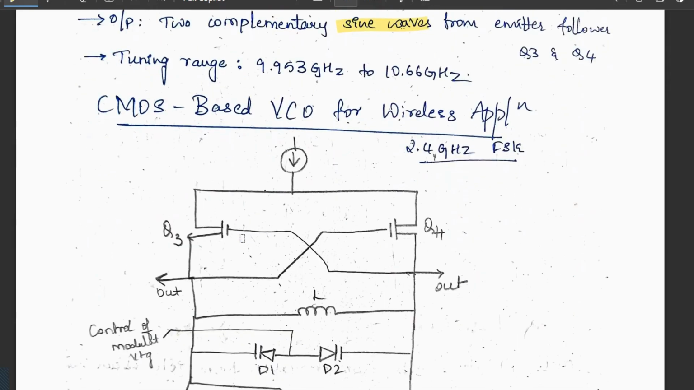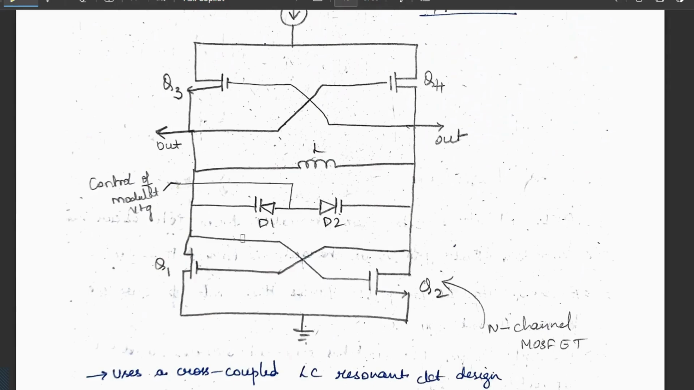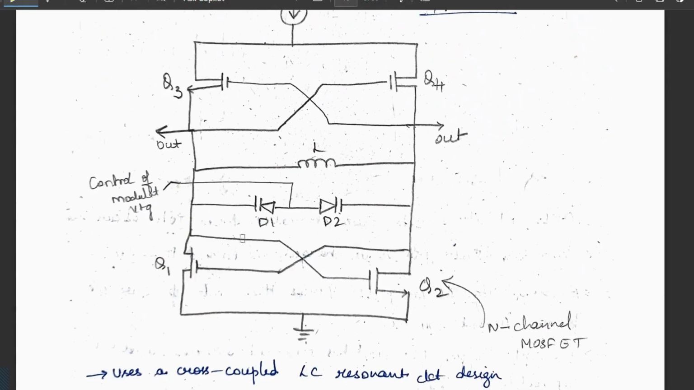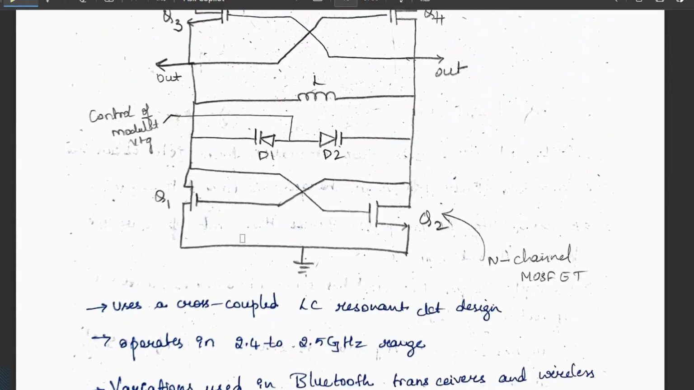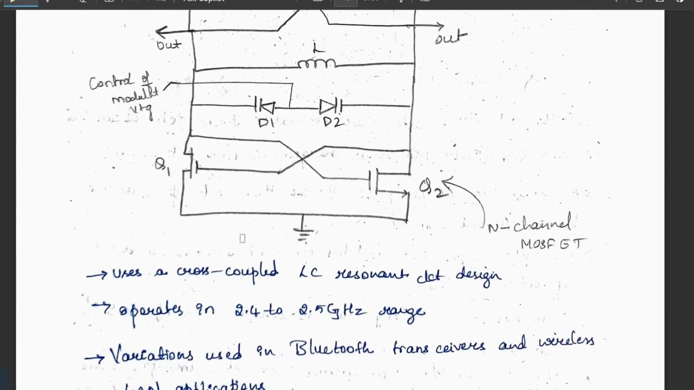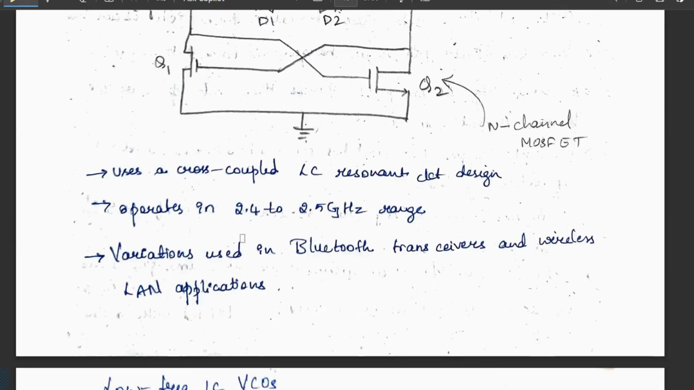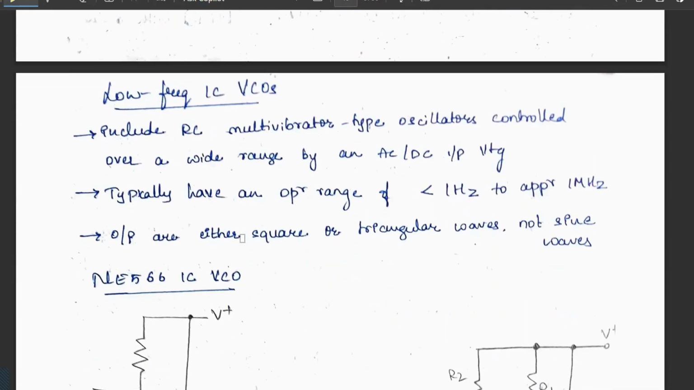Next, CMOS based VCO for wireless communication. This is another simplified diagram of the above. It is the same but uses a cross-coupled LC resonant circuit design. It operates in this range, and this one in this smaller range. Variations are used in Bluetooth transceivers and wireless LAN applications.